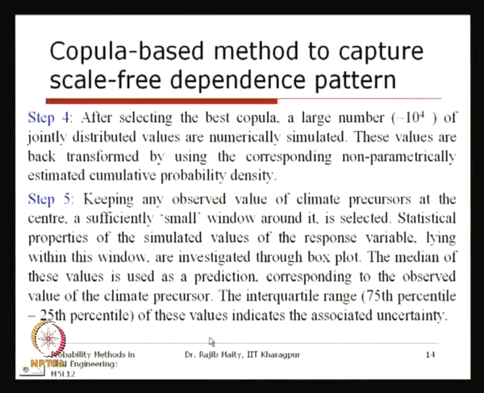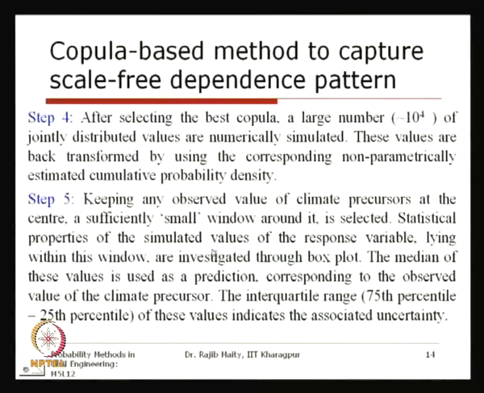Now, after selecting the best copula, a large number of jointly distributed values are numerically simulated. These values are back transformed by using the corresponding non-parametrically estimated cumulative probability density, keeping any observed value of the variable. Here, as I was telling, it is a hydroclimatic problem. The climate precursor at the center, a sufficiently small window around it is selected.